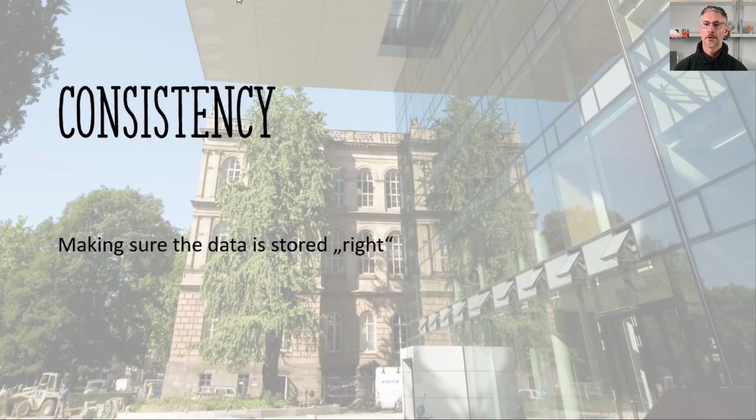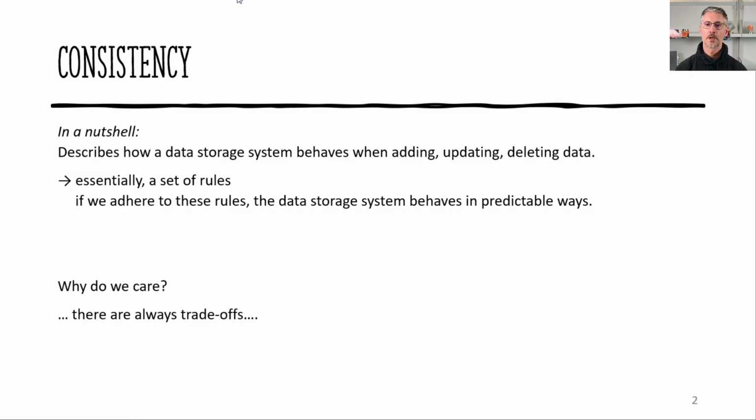Hello and welcome back. We now take a closer look at how databases are organized in terms of consistency, or how we can ask ourselves, how do we make sure that the data is stored right in a database? So what do we mean by consistency? In a nutshell, or more informally, this describes how a data storage system behaves when adding, updating and deleting data. Essentially, the data storage system needs a set of rules, and if we adhere to these rules, the data storage system behaves in a predictable way.